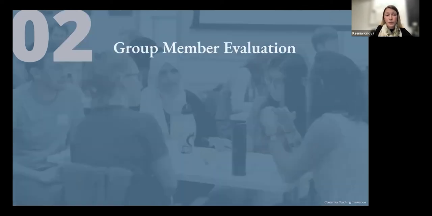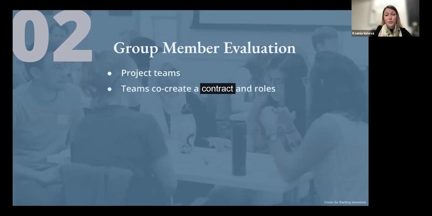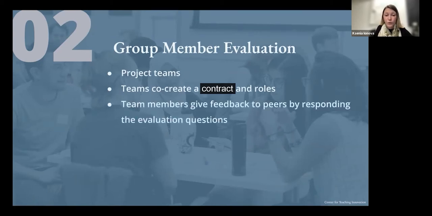Another scenario, the second scenario, was based on group members evaluating each other. These group members would usually work in small groups on team projects, and these teams would first of all co-create a contract that would identify the roles that students are to fulfill within these teams. Moving along, team members would give feedback to peers by responding to evaluation questions.